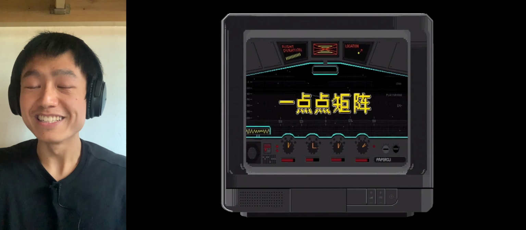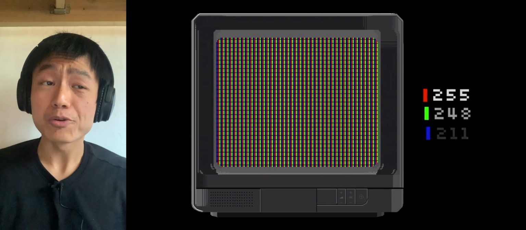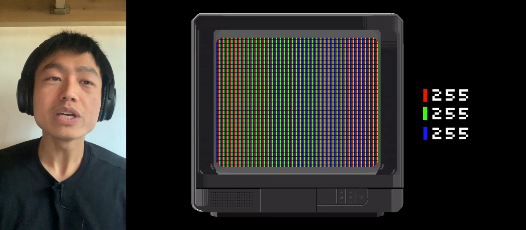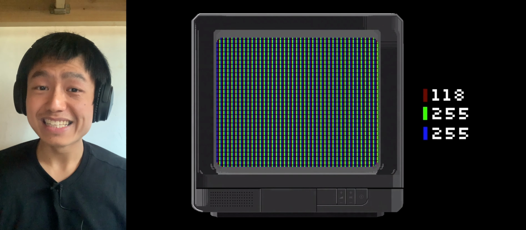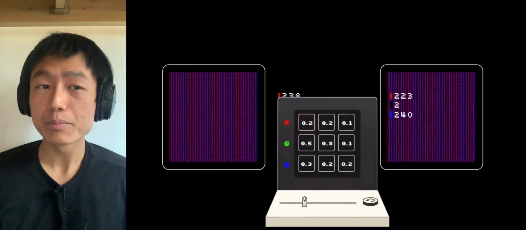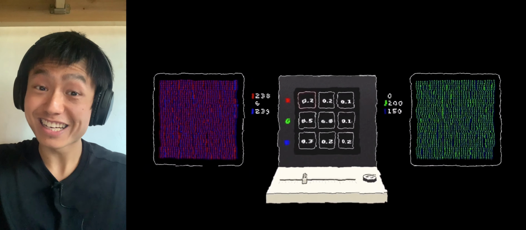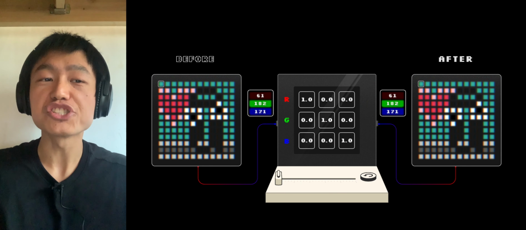How does the monitor display yellow? On the screen of this TV set, each pixel is made up of 3 colors: red, green, and blue. Gray is like this, and cyan is like this. If we change the ratio of red, green, and blue, we can change the color. This 3x3 console is our color changer.